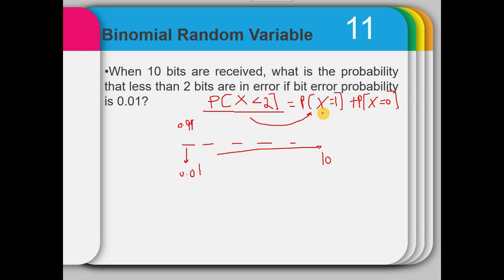So let's look at these values again. X is equal to 1 means 1 bit is in error. So you can say that 1 bit is in error and the rest of the 9 bits are not in error. So if x is equal to 1, then being in error is a success for me. And if the bit is in error, x is equal to 1 means that k is equal to 1, which means only one success or 1 bit in error, and the probability of error is 0.01.